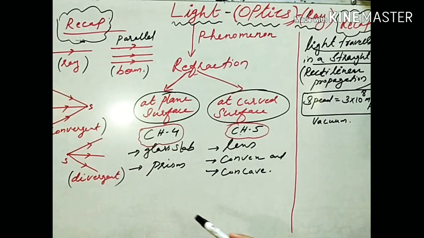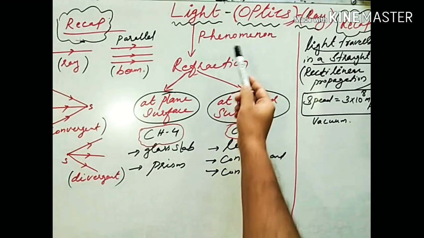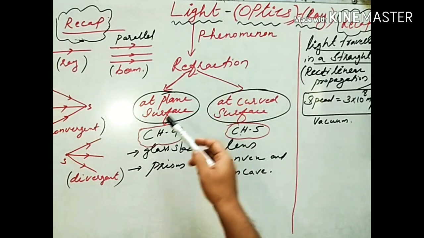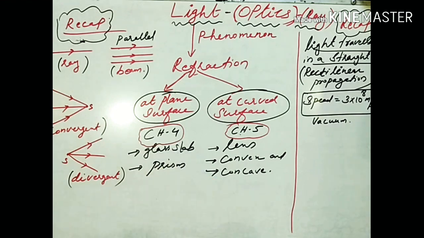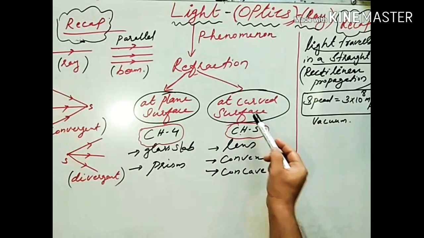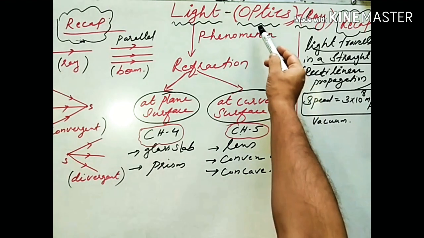Today we are going to learn about an important topic, that is light and the phenomenon shown by light, refraction. In your textbook you will find the refraction at plane surface taking place through glass slab and glass prism, that is chapter number 4, and refraction taking place at curved surfaces through lens, convex and concave, that is chapter number 5. Okay, so a branch of physics which deals with light, we call it as optics.